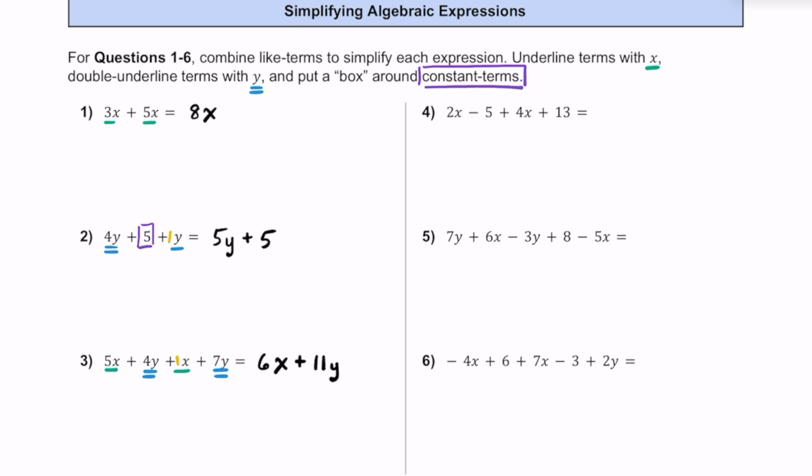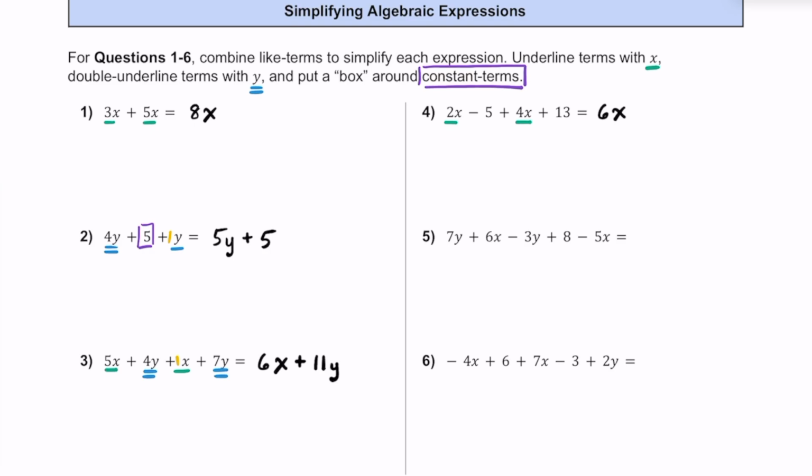We have some addition signs, but we also have some subtraction. We have one subtraction sign over here, so we have to be careful with this one, right? Let's see. I will go ahead and single underline all our x terms. So this is 2x and 4x. Those are going to combine right away to make 6x. Let's just do that right away while we're here.